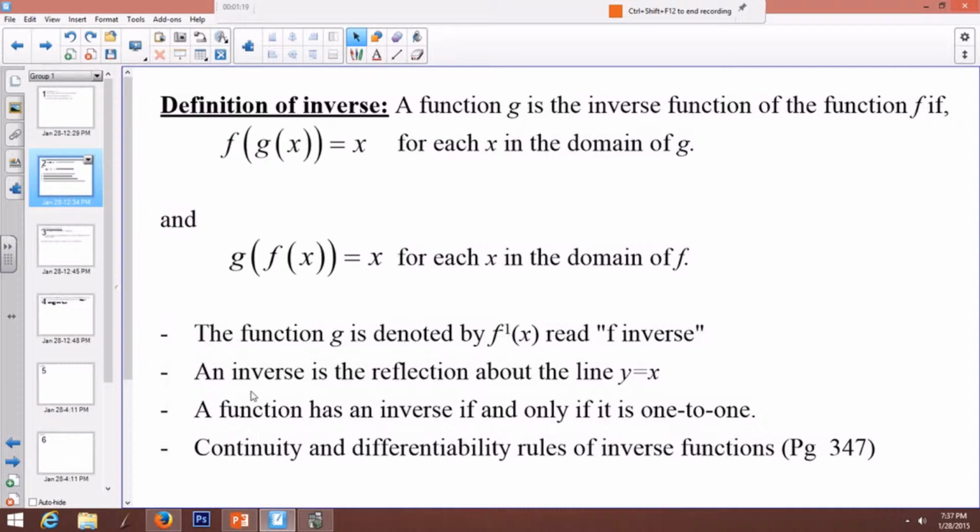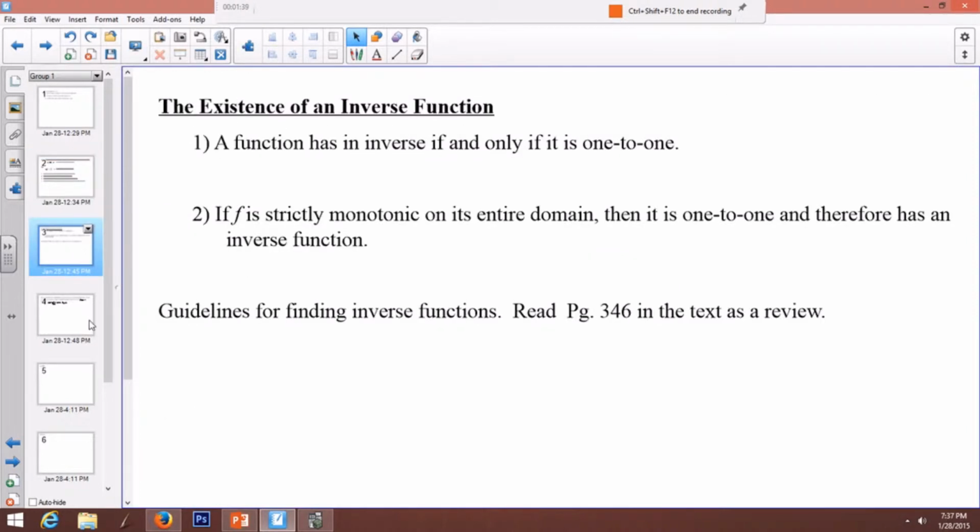Graphically, the inverse of any function is a reflection about the line y equals x, so a diagonal line. And a function has an inverse if and only if it's one-to-one. And continuity and differentiability rules of inverse functions, you can find those on page 347. I think I go over a couple of those as we go further on. And if f is strictly monotonic on its entire domain, then it is one-to-one and therefore has an inverse function.